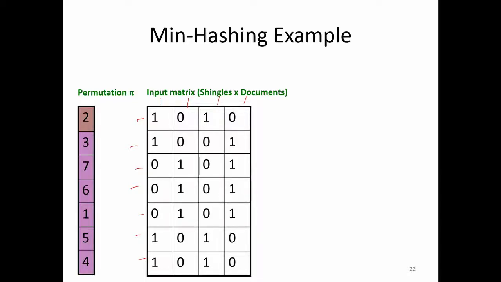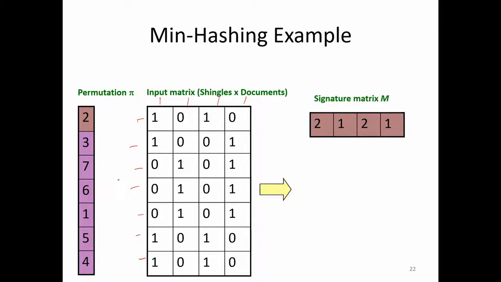Now this is the first permutation: 2 3 7 6 1 5 4. You are permuting the rows of the column. Now what are going to be the corresponding shingles? So the corresponding min hash signature is going to be 2 1 2 1. So how do you compute the corresponding min hash signature?